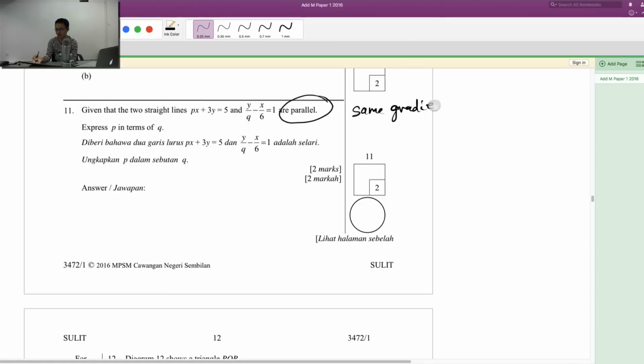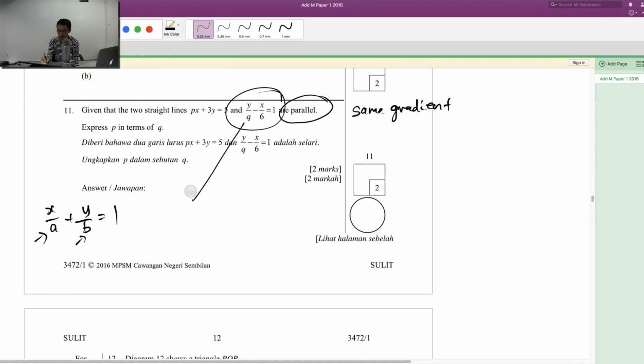Alright, so I will need to find the gradient. I find this equation is very similar to the linear equation in intercept form. Intercept form tells us something like x over a plus y over b equals 1, where a is the x-intercept and b is the y-intercept. So I will rearrange this one.